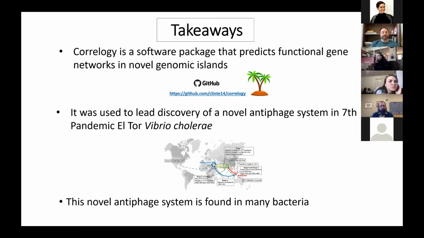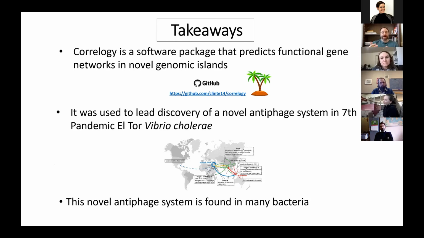So my takeaway is that Correlogy is a software package that predicts functional gene networks in novel genomic islands. It was used to help lead discovery of a novel anti-phage system in 7th pandemic El Tor Vibrio cholerae. And in fact, it probably is the lowered susceptibility to phage infection that makes El Tor successful. And this novel anti-phage system is found in many bacteria, in addition to Vibrio cholerae.